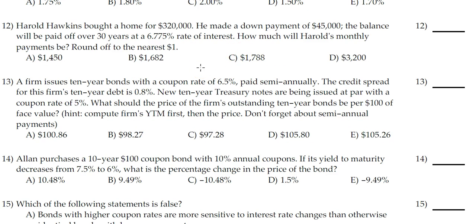Alright, 12. Harold Hawkins bought a home for $320,000. He made a down payment of $45,000. The balance will be paid off over 30 years at 6.775% rate of interest. How much will Harold's monthly payments be? Round up to the nearest dollar.